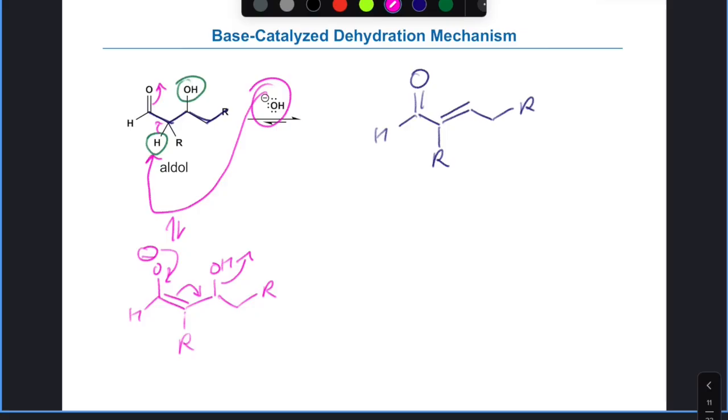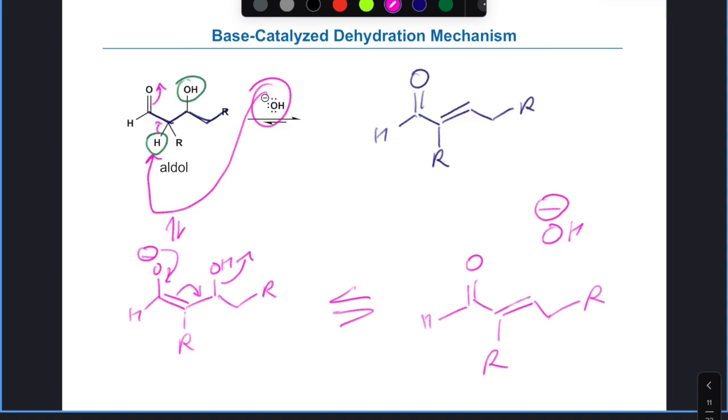And by doing that, I'm ejecting out O-. So the product I get after this will now be my aldehyde reformed, double bond, R group, and hydroxide. Again, why is this possible? I started with a hydroxide catalytically, I made a new hydroxide, and I'm regenerating a hydroxide.